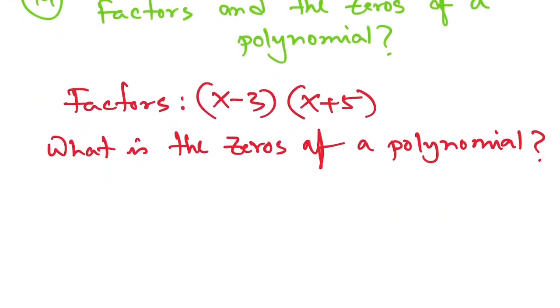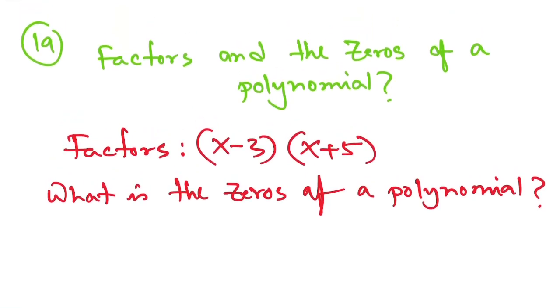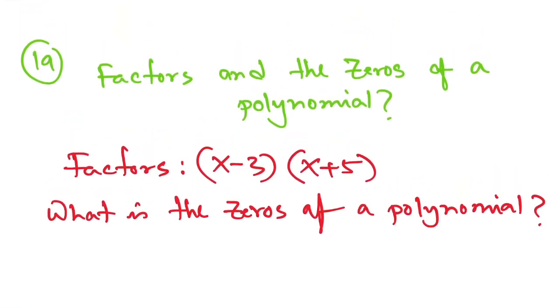All right, let's move on to question number 19. In question number 19, we want to discuss the relationship between factors and the zeros of a polynomial. If you don't remember what the zeros of a polynomial are, let me write it down. Zeros of a polynomial basically means x-intercepts or roots.